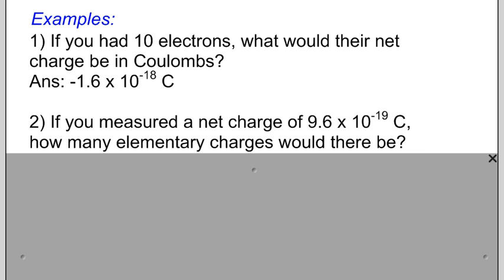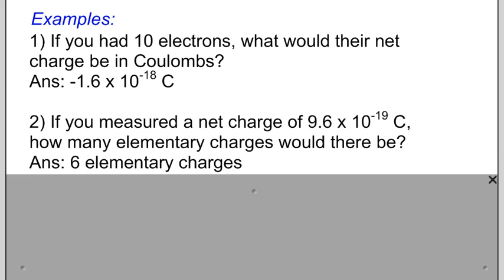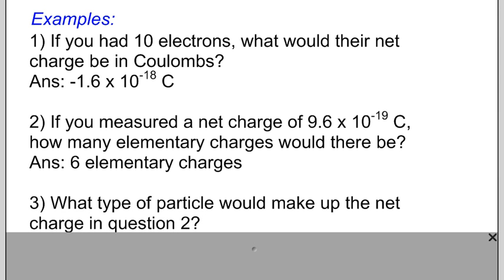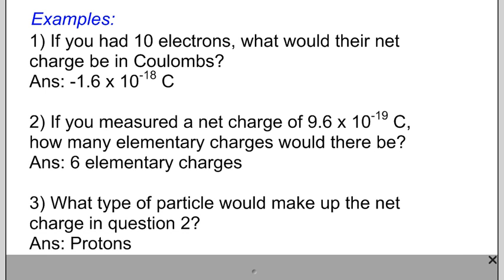And the answer is 6 elementary charges. You would simply divide that 9.6 times 10 to the negative 19 Coulomb by 1.6 times 10 to the negative 19 Coulomb, and you get 6 elementary charges. And what type of particle would make up the net charge that we found in question number 2? And the answer is there would be 6 protons, because the charge is positive.